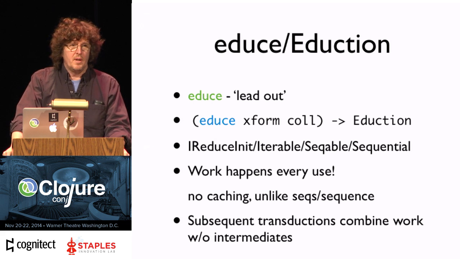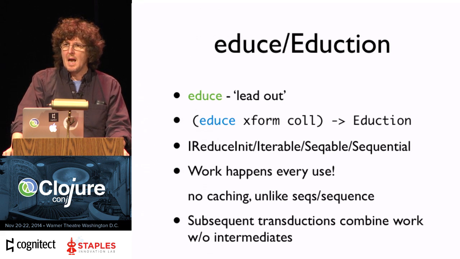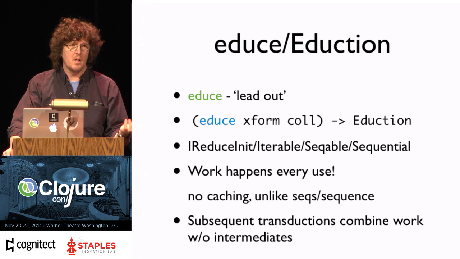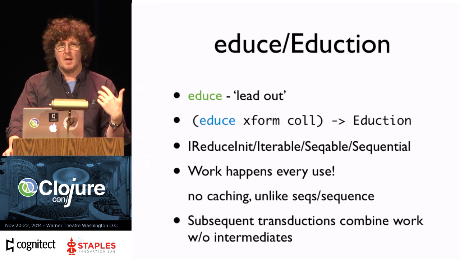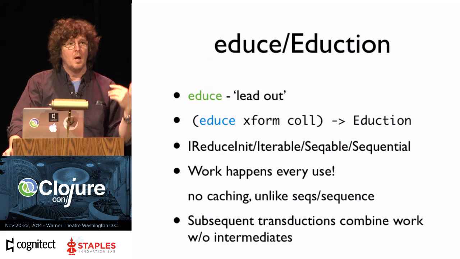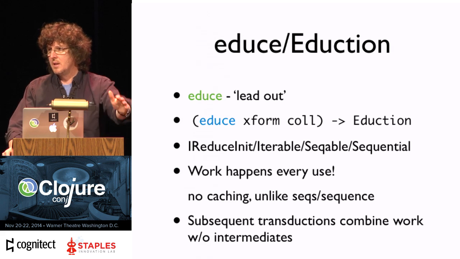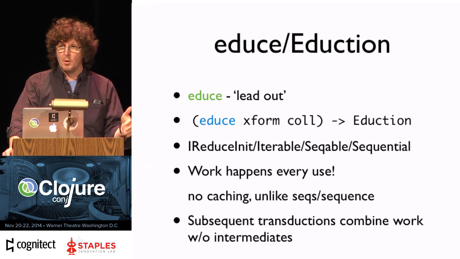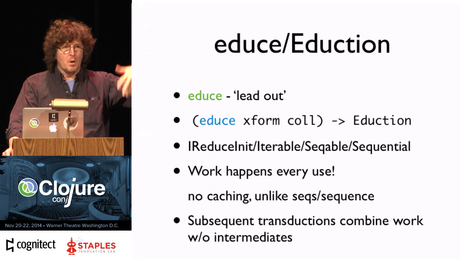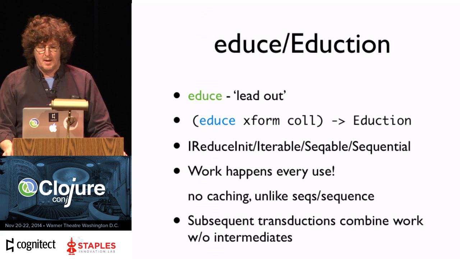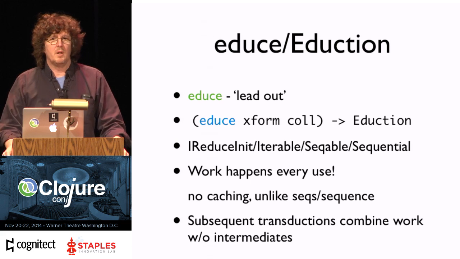The most important thing about eductions and educe is that every time you ask for a seq and walk through it, or every time you ask for an iterator and use it, and every time you transduce or reduce it, every single time the work is going to be done across the entire collection, or as much of it as you consume with the process. There's no caching like there is for seq. So if you had side effects, you'd see them go off over and over again. Don't have side effects. That's not really what this stuff is for. So the work happens with every use.